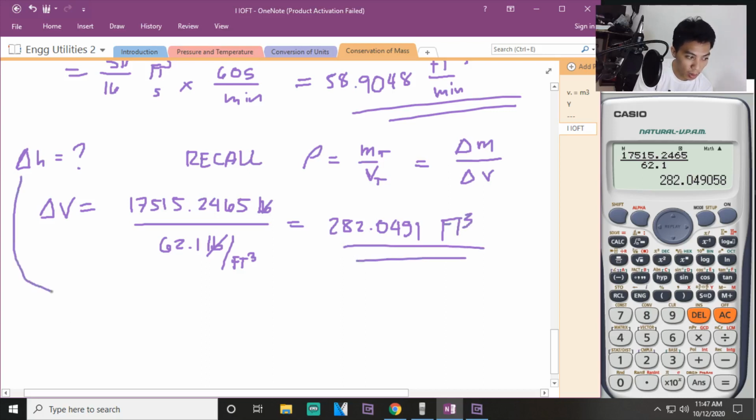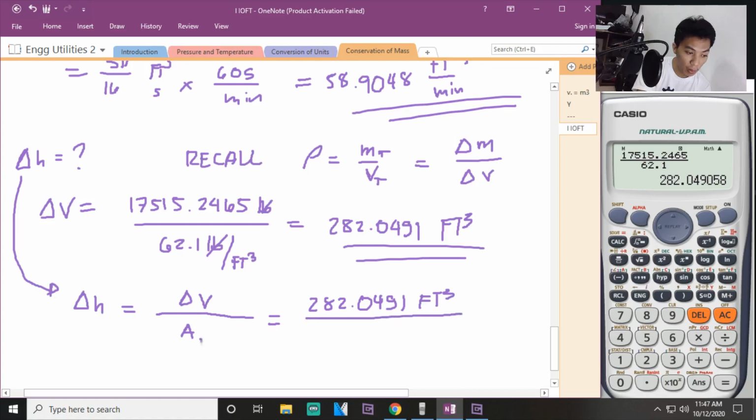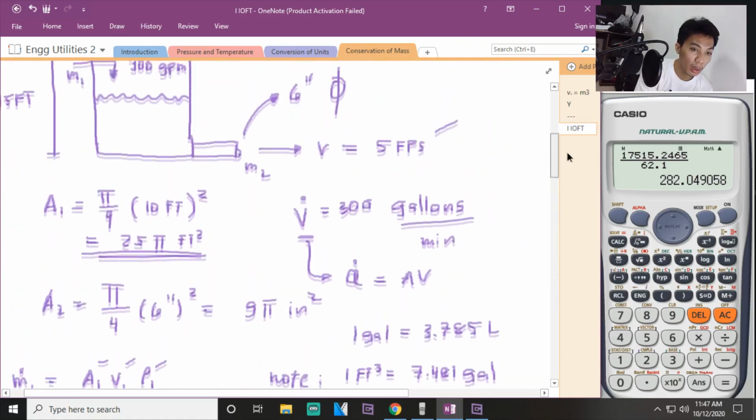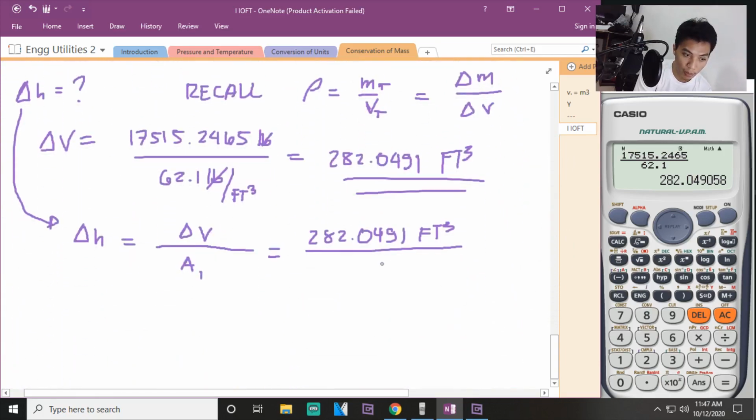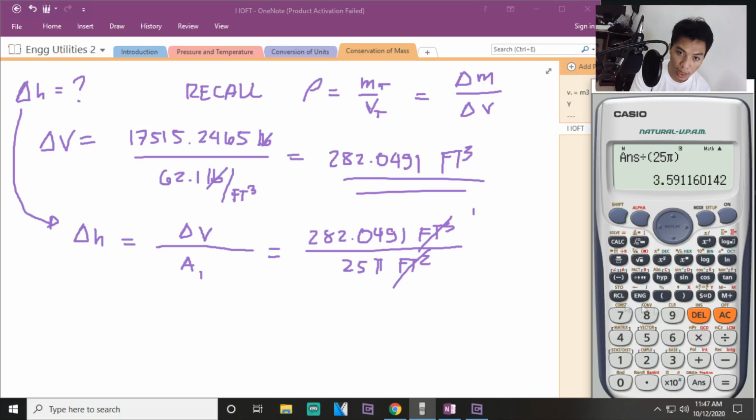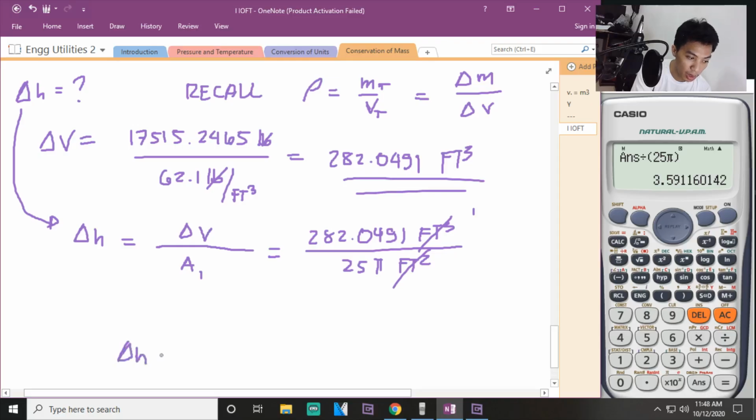So, in order for us to know what is the change in height, nakuha na natin yung area. The change in height is equal to the change in volume divided by the area. Hindi naman nagbabago ang area. So, this will be 282.0491 feet cube divided by area 1, the cross-sectional area ng tangke, which is 25 pi feet squared. Cancel natin to, matitira feet na lang. So, the change in height after 15 minutes will be 3.5911 feet.